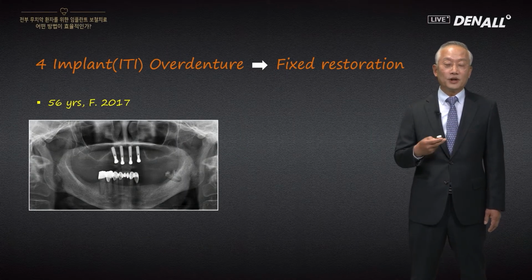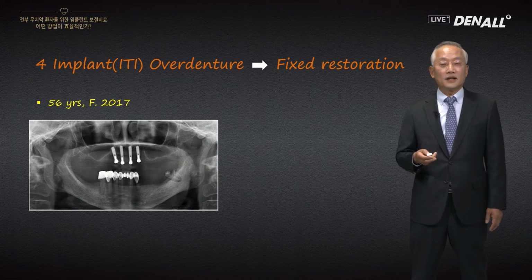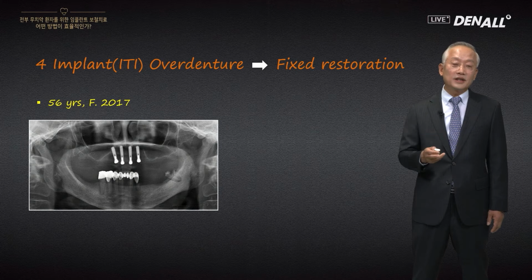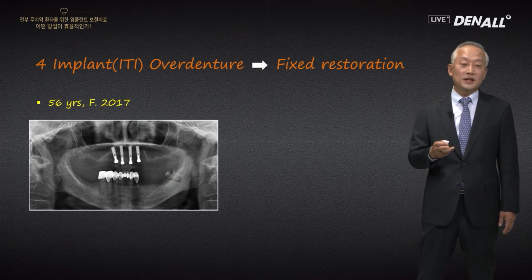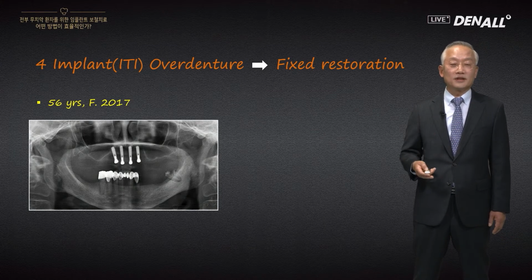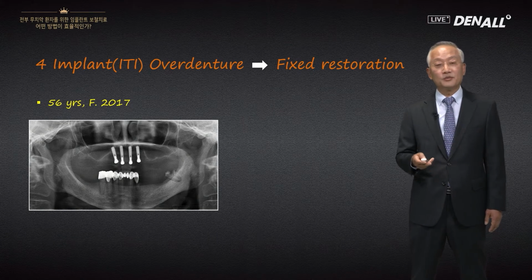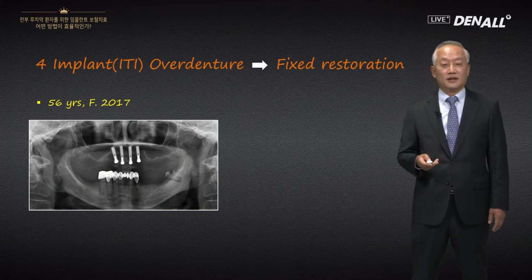This is a female patient in her mid-50s and she received 4 ITI implants in the anterior region from a local clinic, and it is an early ITI implant. It is a supragingival implant and an overdenture was created. The patient used it for 10 years.